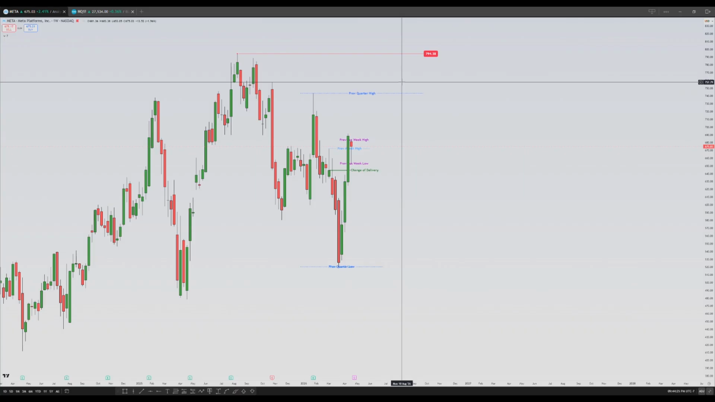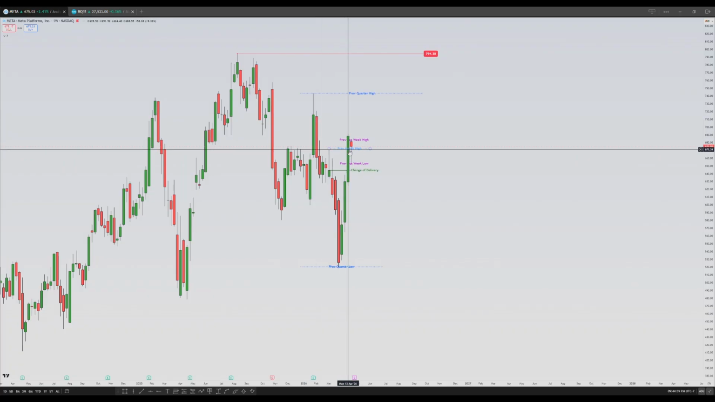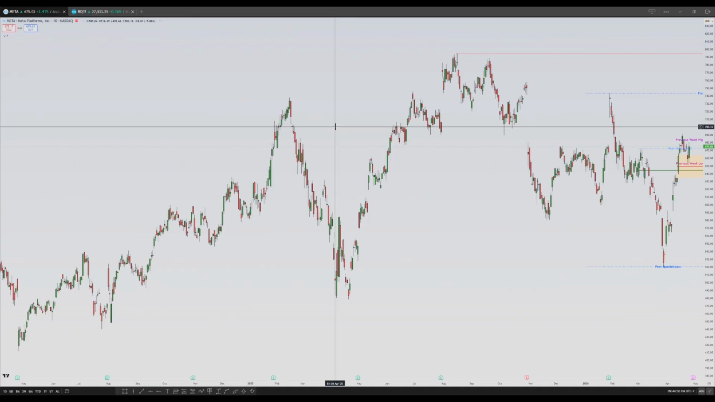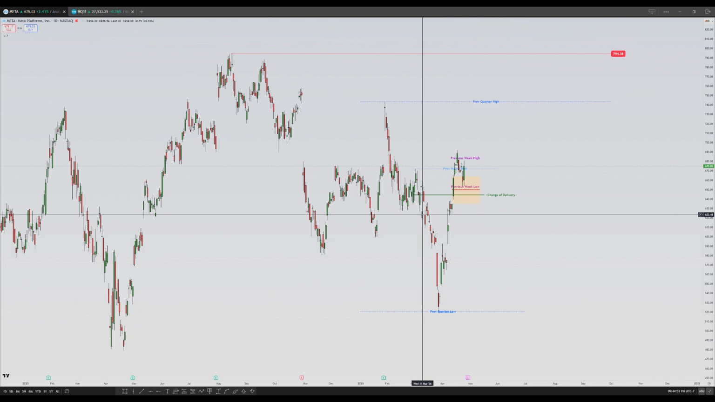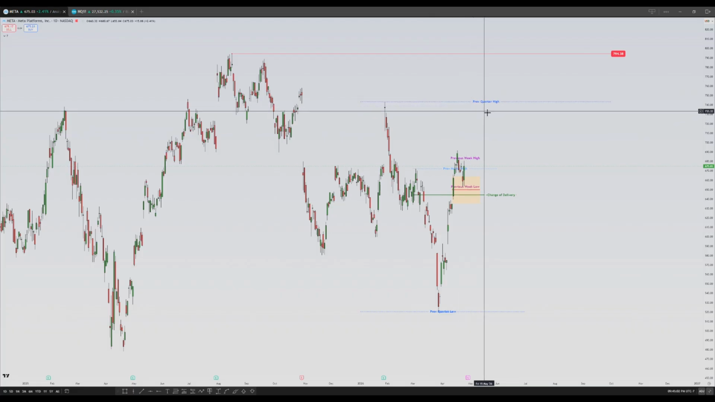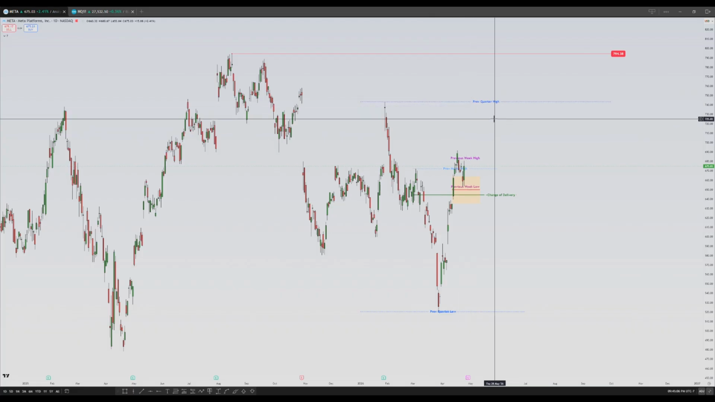Meta. Hard to get a read on Meta right now. We do have this inside candle that price created from last week's trading, and we're just waiting for more information now. We have this gap that price also traded into. I would love to see price get higher and seek out previous quarter's high. I think that is a valuable play.